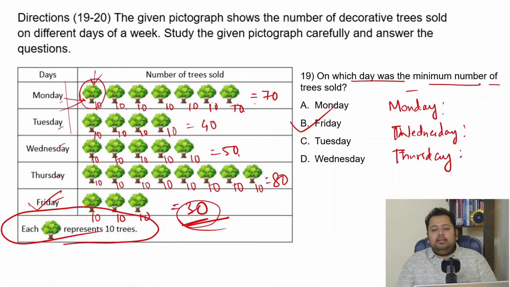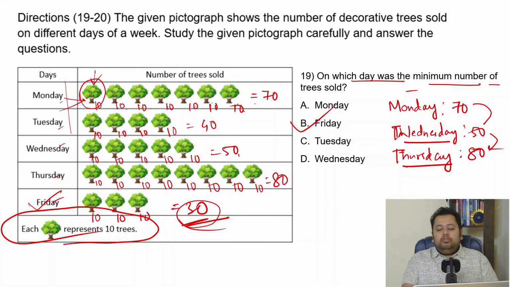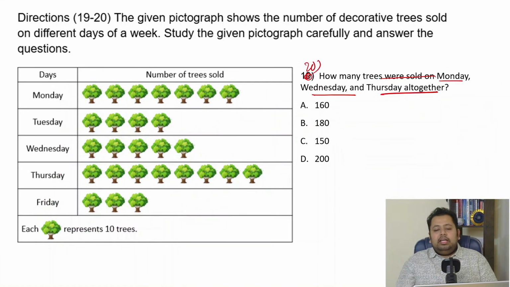So, how many trees were sold on Monday? It was 70 trees. How many were sold on Wednesday? It was 50 trees. How many on Thursday? This was 80 trees, right? So 70 plus 50. If you do, you will get 120, right? 120 plus 80 is nothing but 200, right? So 200 should be your correct answer.